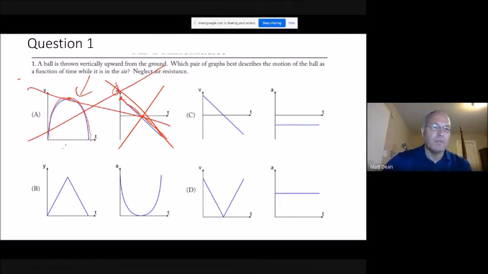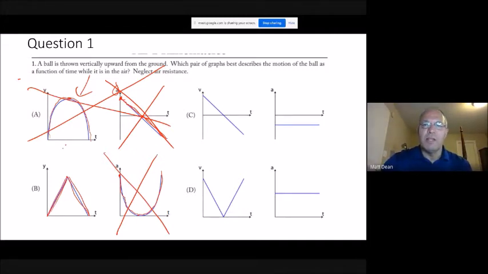Now let's look at B. So B is showing position going up and coming back down. Again, not curved, but that's okay. Now let's look at this one. It's showing our acceleration again starting with some positive value, going down, down, down, getting to 0, and then going back up. Well, I'm hoping you guys know that that cannot be correct. So now let's look at C.